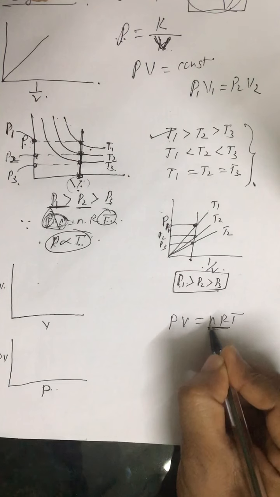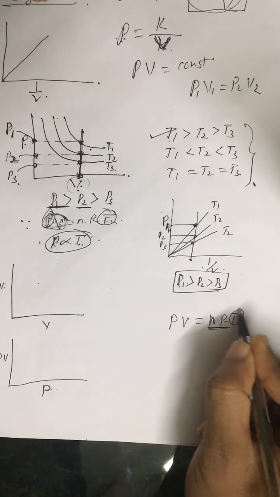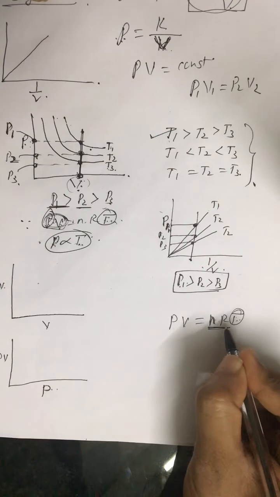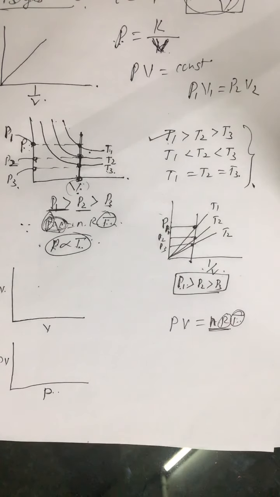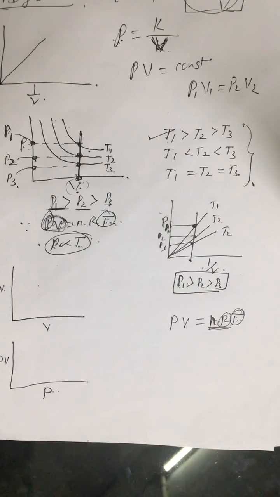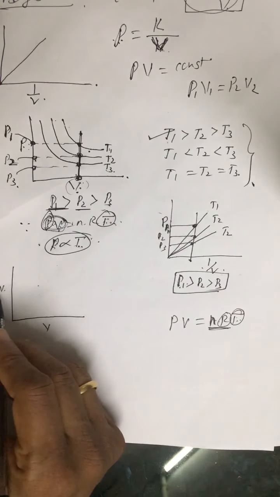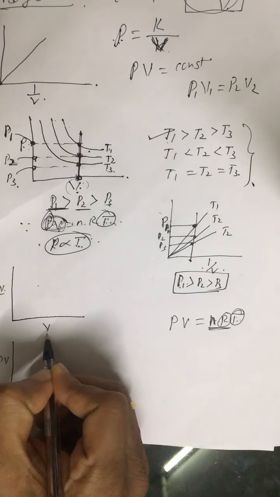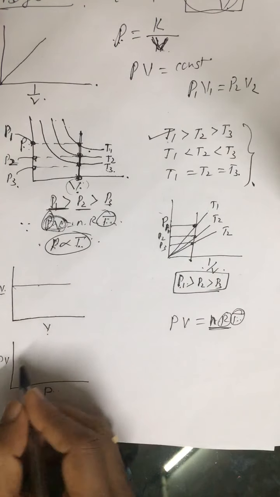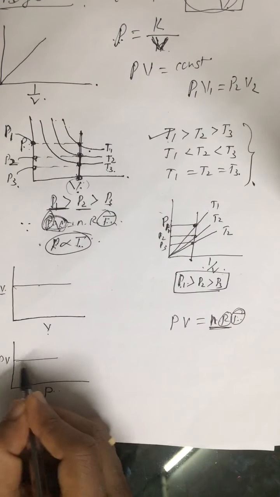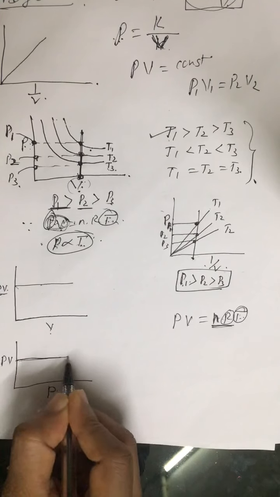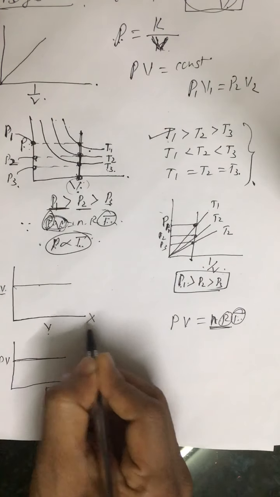These two are constants for a given amount and at a given temperature, and R is already a constant. So you can say that the product of pressure and volume is constant. Whether you draw a graph between PV and V or PV and P, you get a straight line which is parallel to the x-axis.